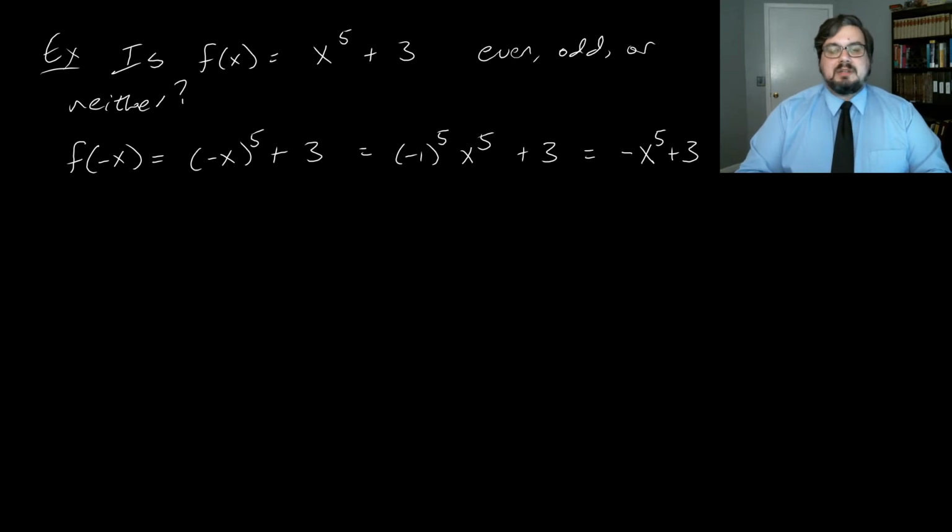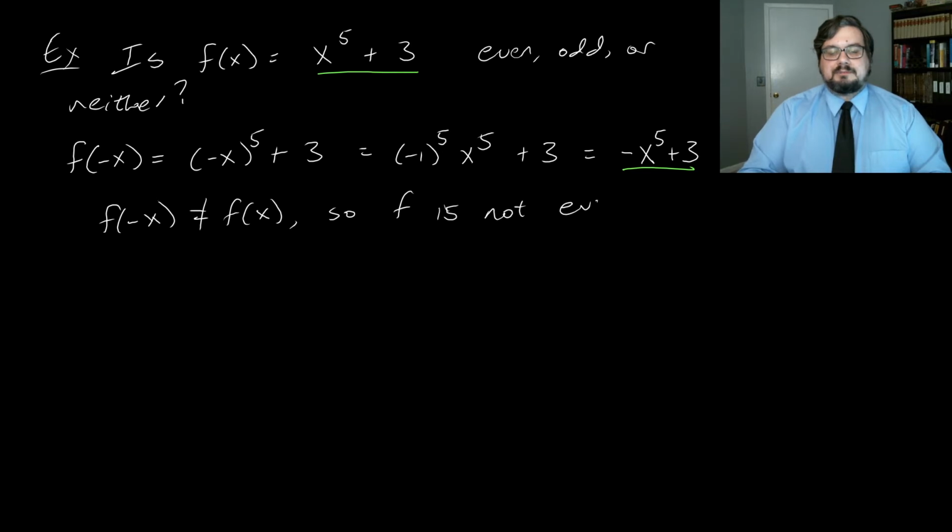So now we look and see, does f of negative x, the thing we just evaluated, equal the original function? And we can see that it doesn't. It's got a negative where the original function didn't have one. So f of negative x does not equal f of x. So that means f is not even.